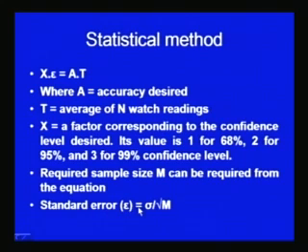This standard error epsilon is equal to the standard deviation divided by the square root of m. M represents the number of observations to be taken for each element. So, the value of m can be determined from the acceptable level of the standard error and the standard deviation in the data which has been calculated.